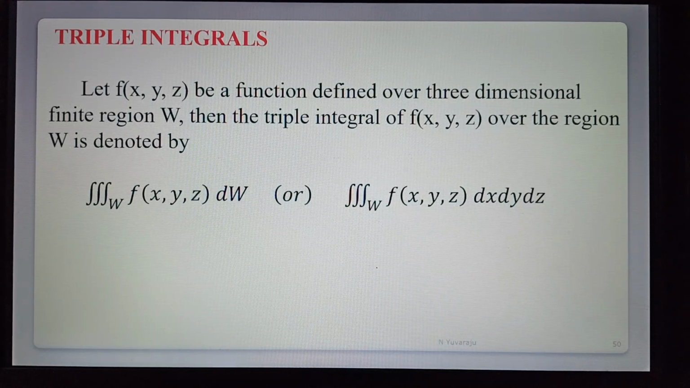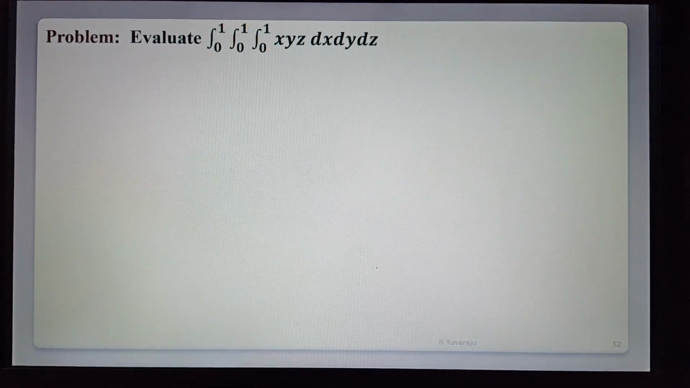Now see the first example. Evaluate the integral from 0 to 1, from 0 to 1, from 0 to 1 of x y z dx dy dz. This is the simple form, and it is a short question, a very important question. Maximum 90% of the time, this model of question will be given in the examination.